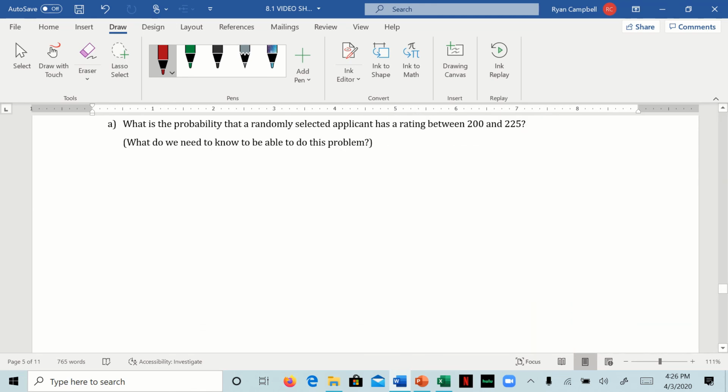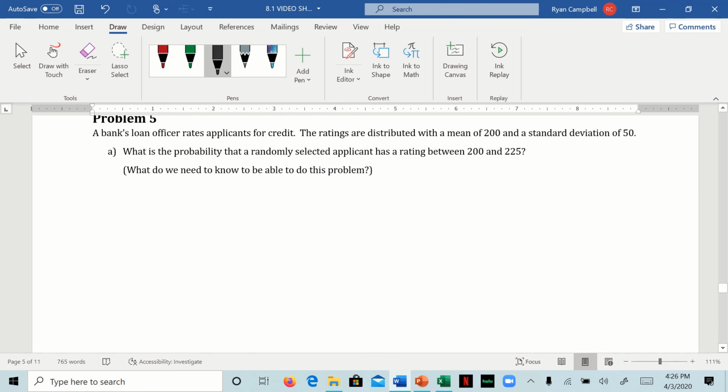Last problem, and then we'll call it a day. A bank loan officer rates applicants for credit. The credit ratings are distributed with a mean of 200 and a standard deviation of 50. What is the probability that a randomly selected applicant has a rating between 200 and 225?